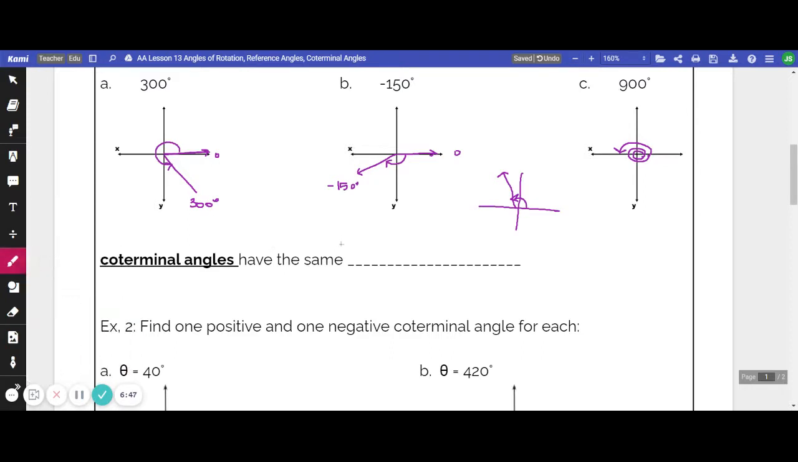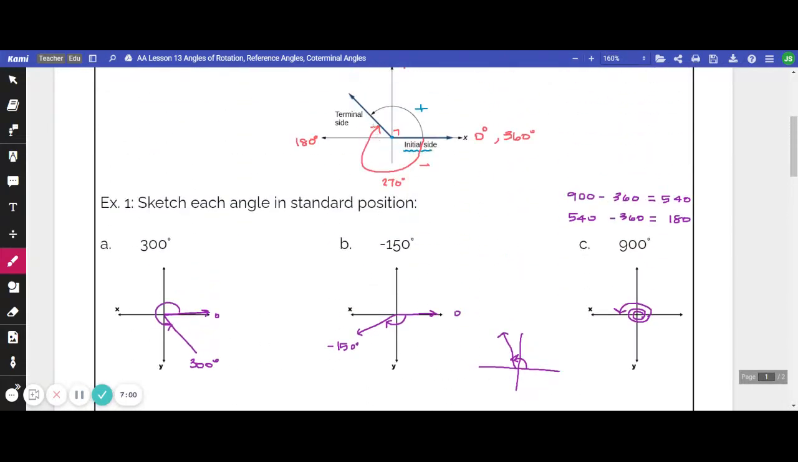Then we're going to talk about coterminal angles. So co means two, right? Like if you're co-captains, you're both captains, there are two captains. Terminal angle means the terminal side is where your angle ends. This is called the terminal side. So we are finding multiple angles that have that same side.